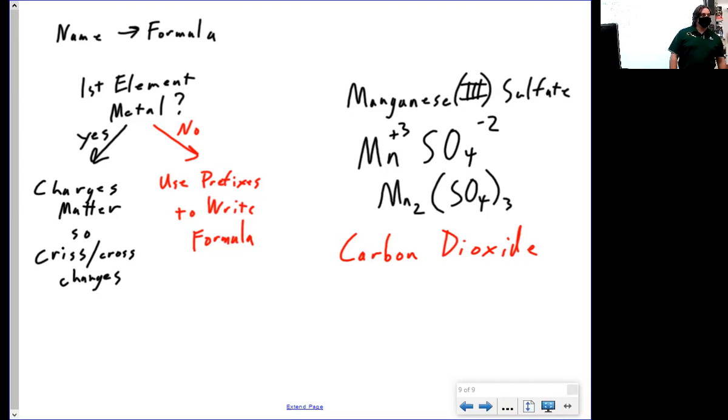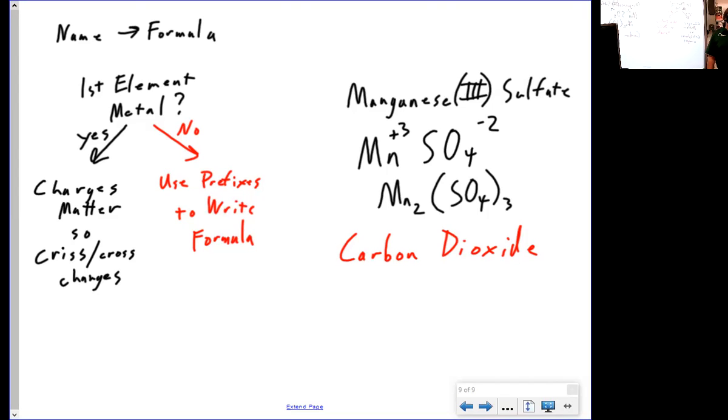4 in the parentheses, but I have 3 sets. So how many oxygens? 12. 3 sulfurs, 12 oxygens, because there's 3 sets of 4. That's not for this test, but that's coming up later. So let's make sure we don't let that sneak up on us.